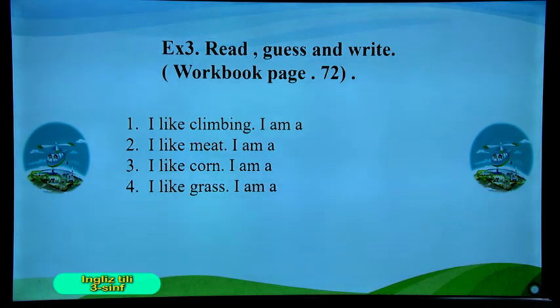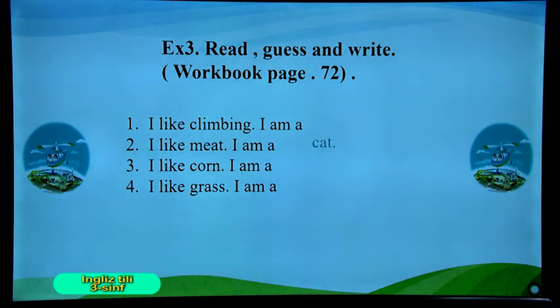Now, in the next exercise 3, you have to read, guess and write the sentence. Aziz o'quvchilar, mashq daftarimizda biz hozir 3-chi mashqni bajaramiz. Bu yerda siz gaplarni yakunlashingiz kerak. I like climbing. I like meat. I like corn. I like grass. Gaplarni yakunlashimiz kerak. Let's check it together. Keling birgalikda tekshirib olamiz.